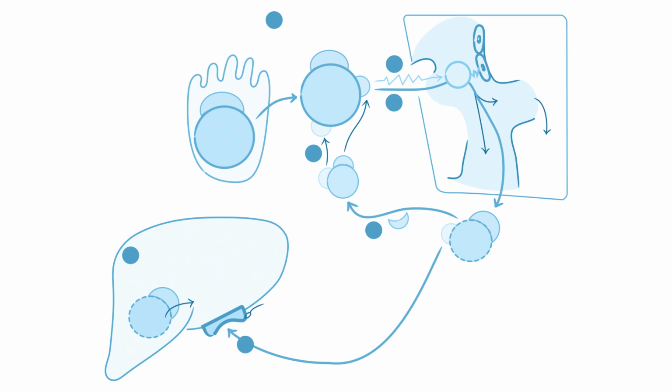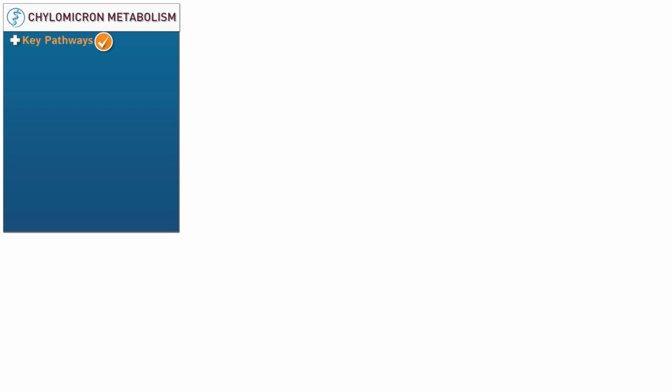Here we'll learn how the body metabolizes chylomicrons. To begin, start a table to learn the three key pathways in lipoprotein metabolism. The exogenous pathway, in which chylomicrons clear dietary lipids. The endogenous pathway, in which VLDL and LDL transport and distribute endogenously synthesized lipids, those synthesized in the body.